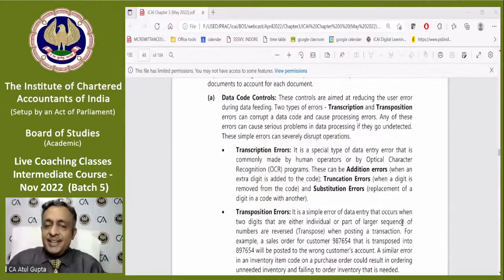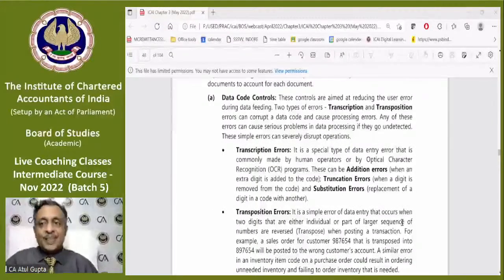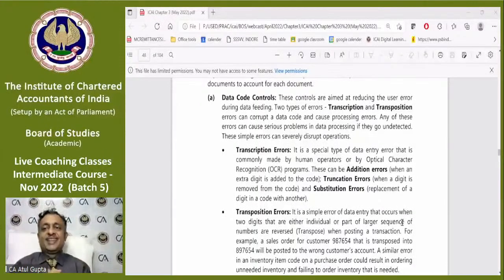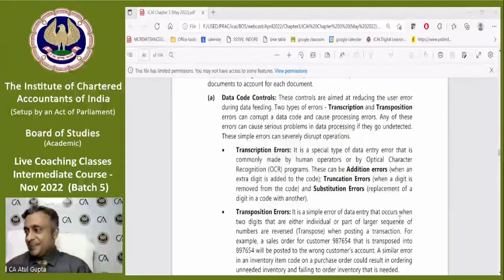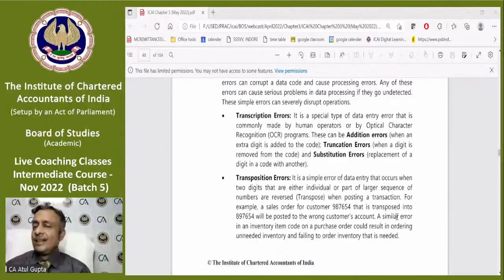So transcription and transposition. A question to you. How mathematically can you identify that the error is transcription or transposition? By maths, you can identify whether the error is transcription or transposition. By using maths, you have to give me that link. Okay. So that is how transcription and transposition go.